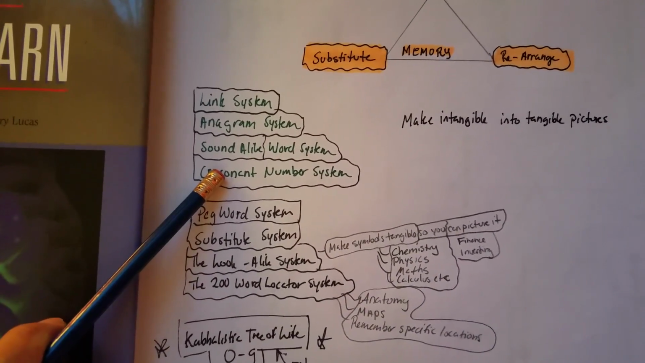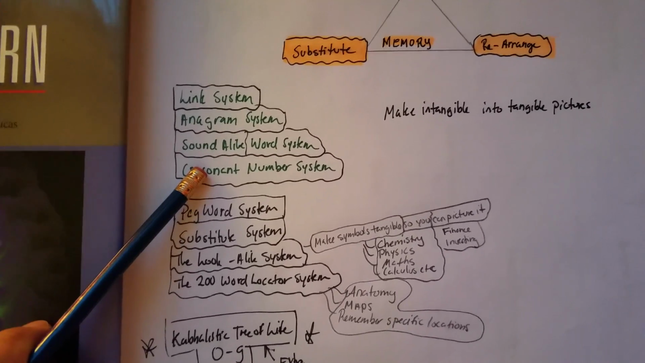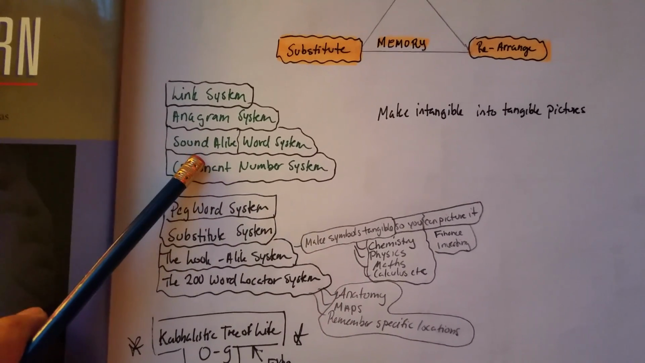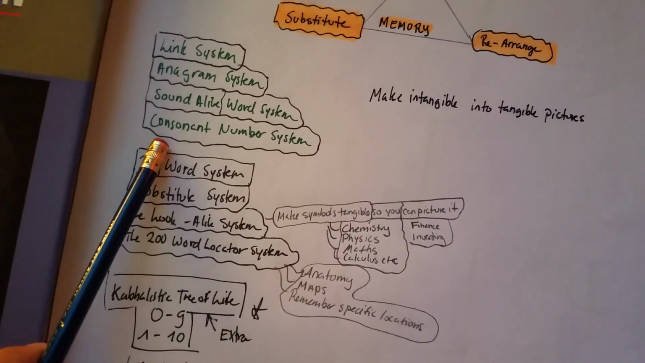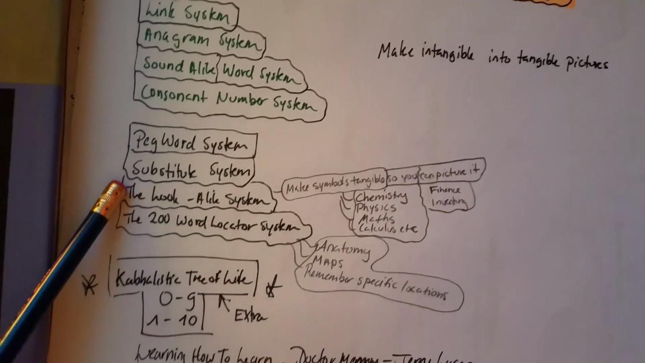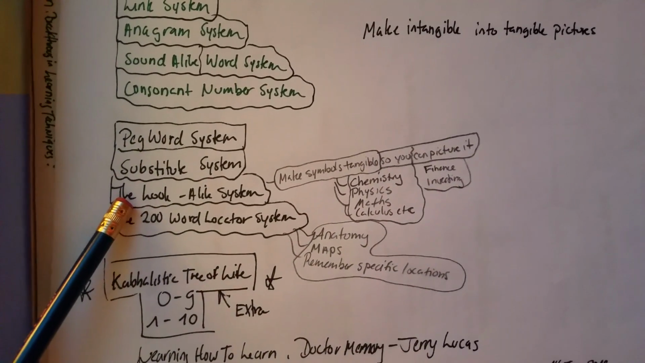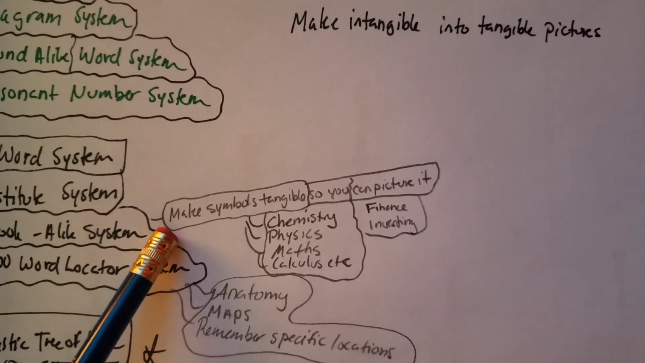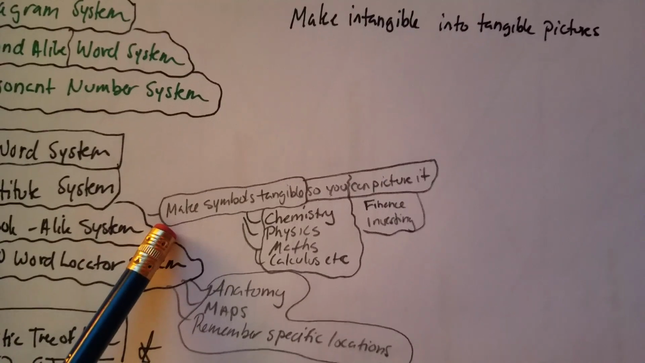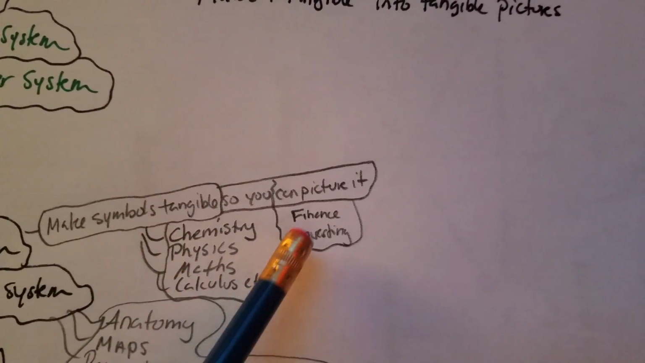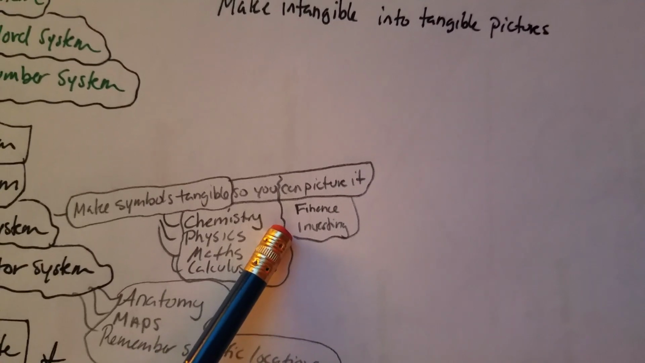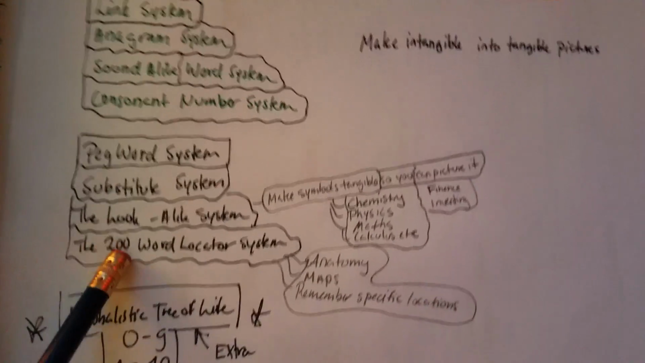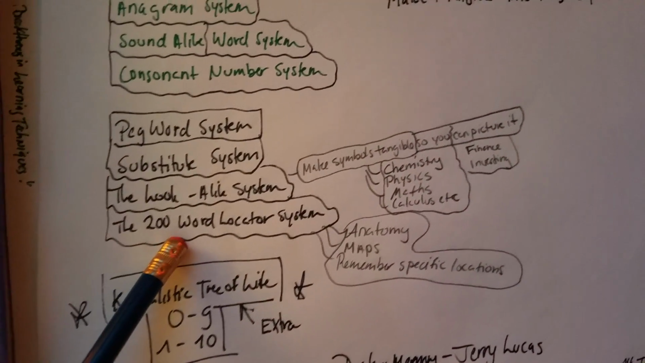For example, if you need to remember someone's name, for example, Harry. Harry rhymes with Larry, Barry, all kinds of different sound alike words that you can use. Consonant number system, the peg word system, substitute system, the look-alike system, and once again, this is good for making things that are intangible tangible, like symbols in chemistry and physics and math. Also in learning about finance and investing, that deals with a lot of numbers and statistics and probabilities, things like that. You've got the 200-word locator system.